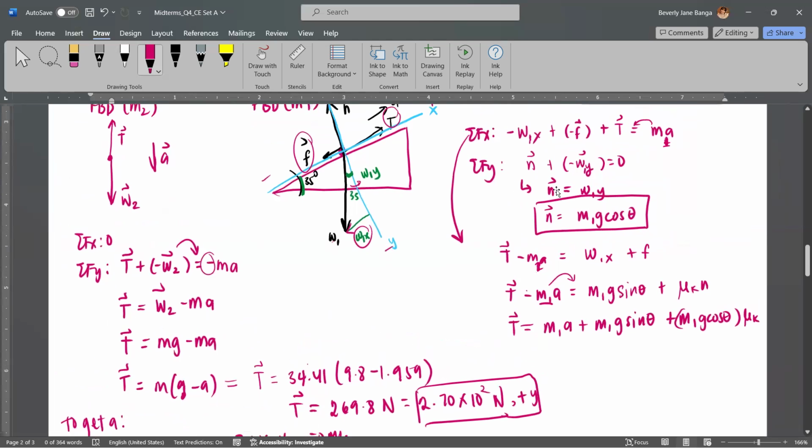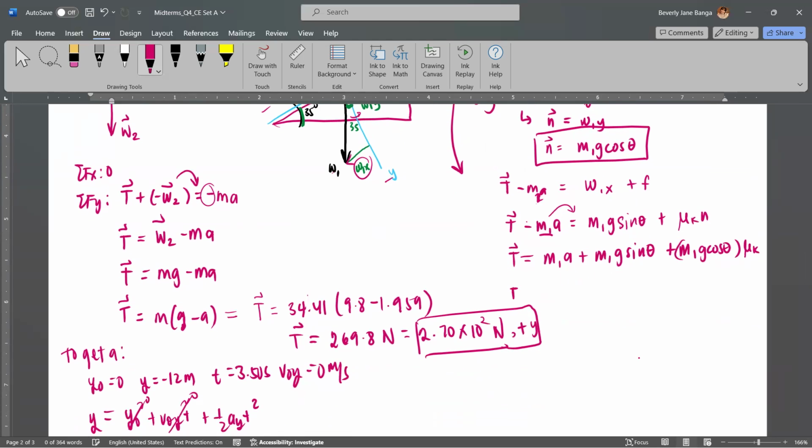Tama ba? Am I on the right track? Negative M1 G1 minus mu Kn plus T. Okay, so lipat at M1, mu Kn. Okay, tama naman. So, ngayon, meron tayong T is equal to M1 times, paghalu-haluin ko na lahat to. So, I have A plus G sine theta plus G cos theta mu K. Ayan. And then divide both sides by the term in the parentheses.